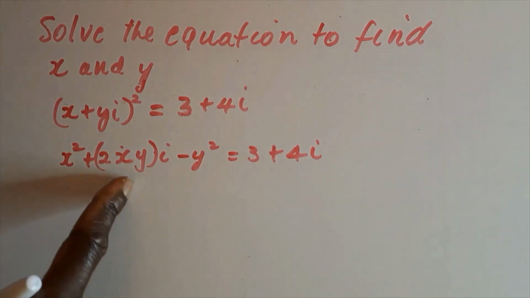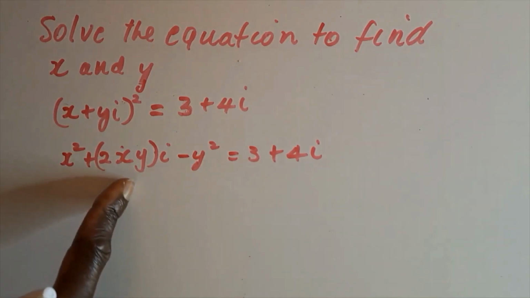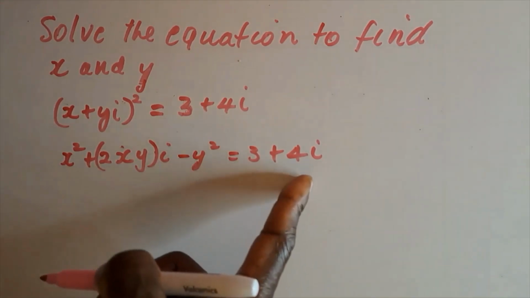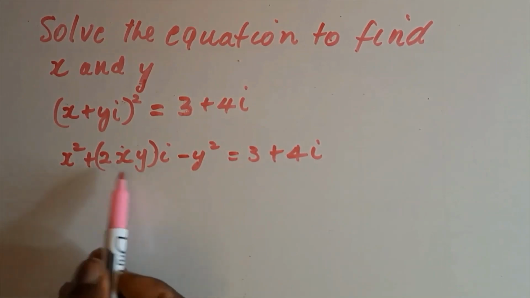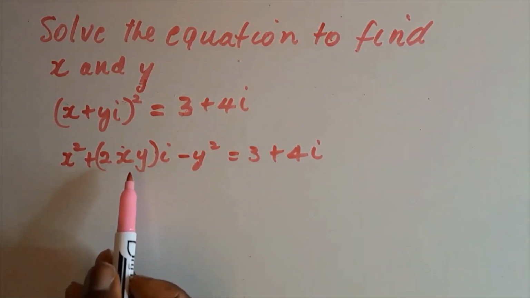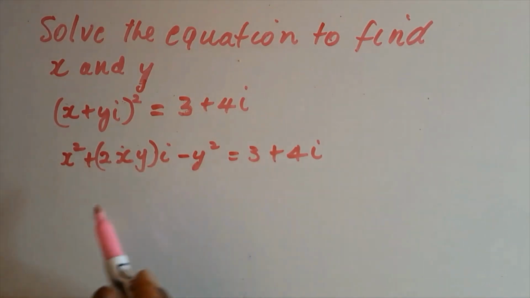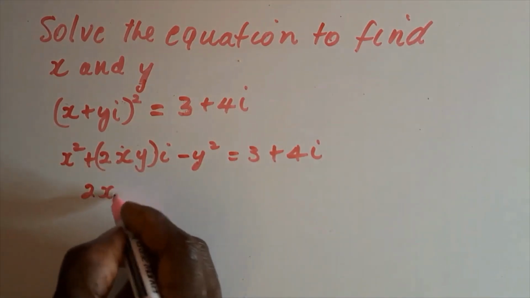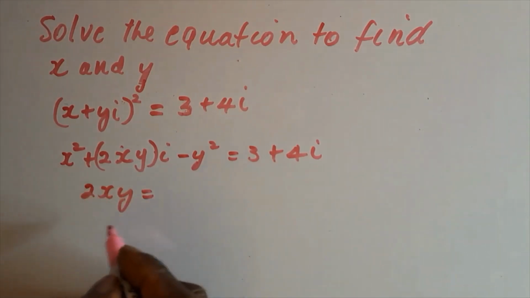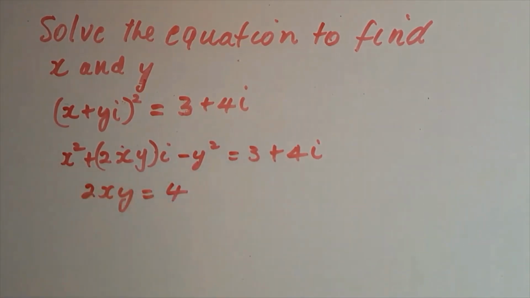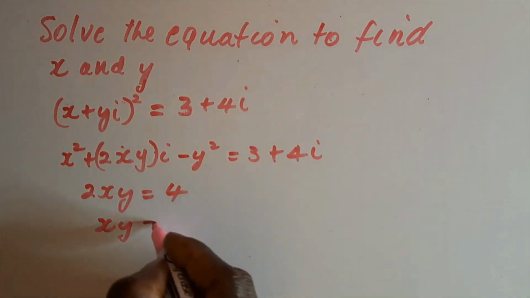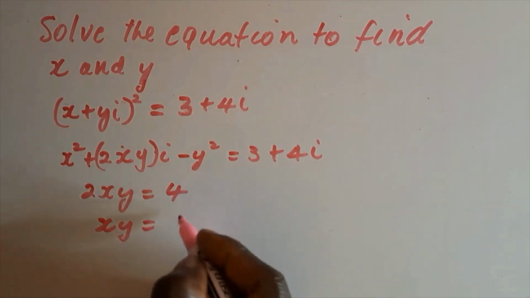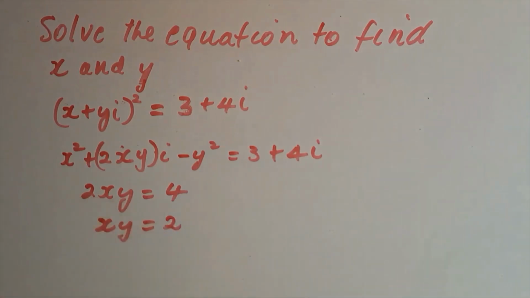Now we have the coefficient of i being 2xy, and the coefficient of i here is 4. Alternatively, we can say that 2xy is the imaginary part and 4 on the right hand side. So we can equate that, 2xy is equal to 4. So the product xy must be equal to 4 divided by 2, which is 2.